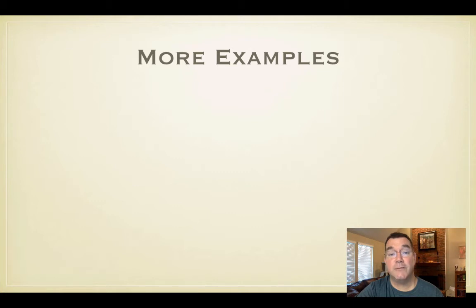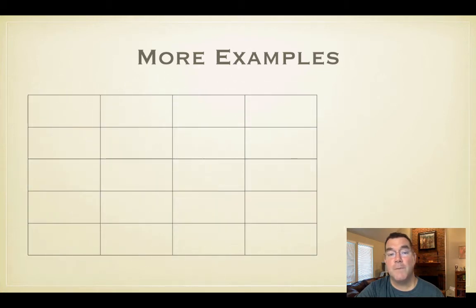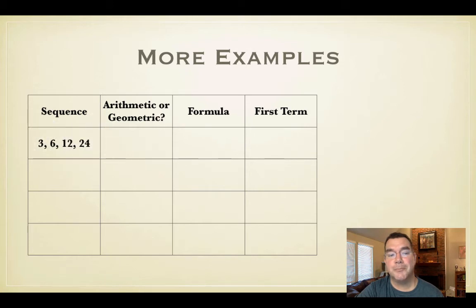sequences using recursive formulas. So here's some more examples just to get you used to how this works. We're going to look at a sequence, figure out whether it's arithmetic or geometric, figure out what the formula is, and figure out the first term. So in this sequence, 3, 6, 12, and 24, I need to figure out whether I'm adding the same number over and over again or multiplying by the same number over and over again.